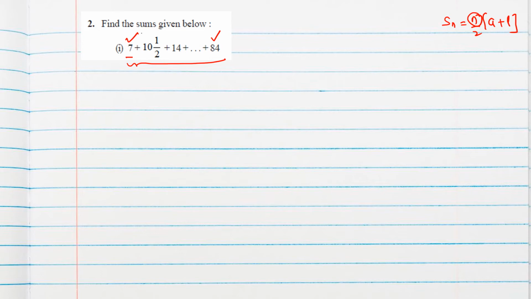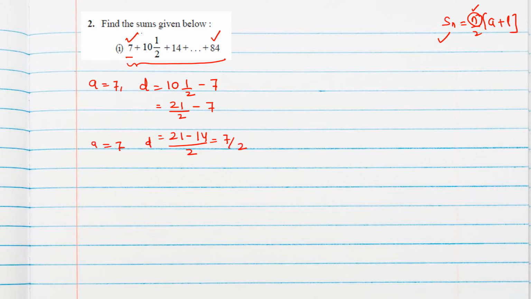So that means to use this formula we should first find n. Here, a is given as 7, and d will be 10 1/2 minus 7. First convert this mixed fraction into an improper fraction, which gives 21/2 minus 7. 21 minus 14 by 2, that is 7/2. So the difference is 7/2.